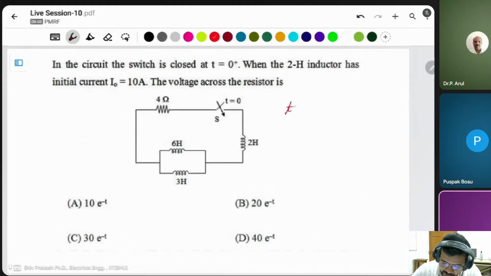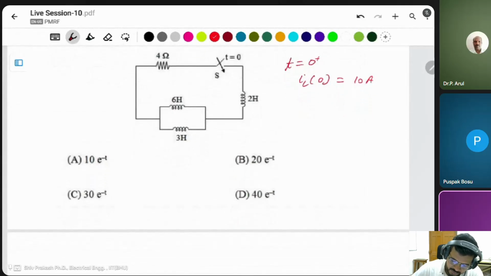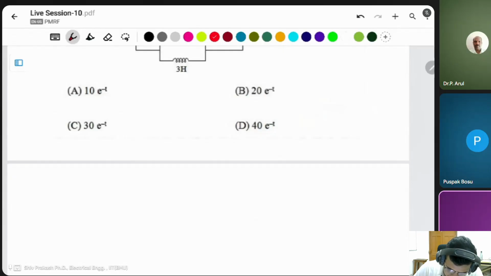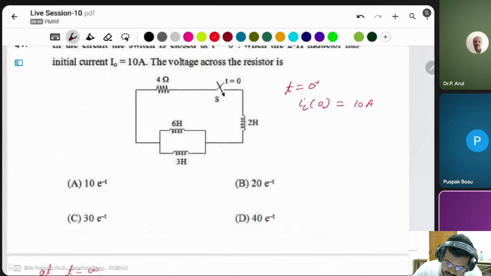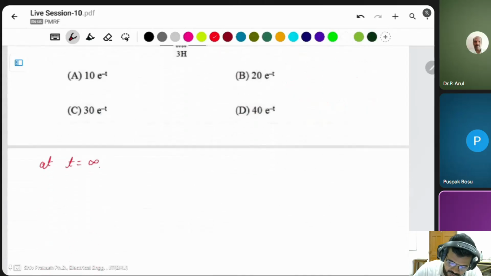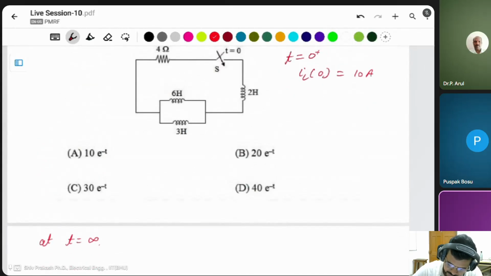The initial current is already given: at t equal to 0 plus, IL is 10 ampere at the initial point. Then no need to check for this one. At t equal to infinity, there is no source, so the current will be 0 because there is no source. This current is IL.